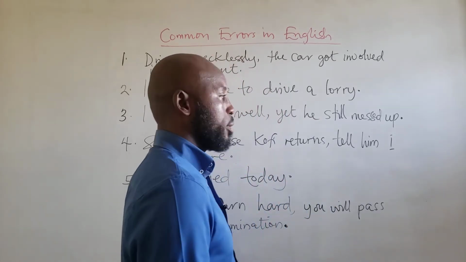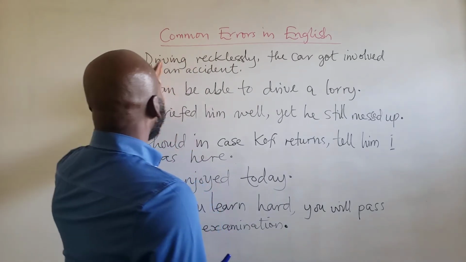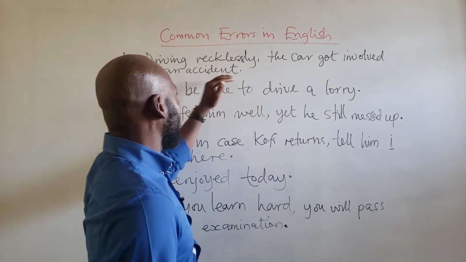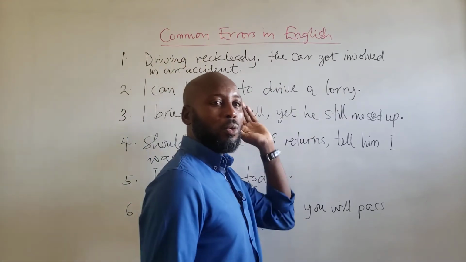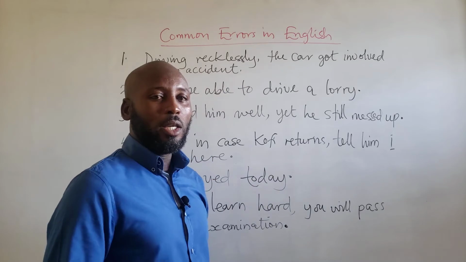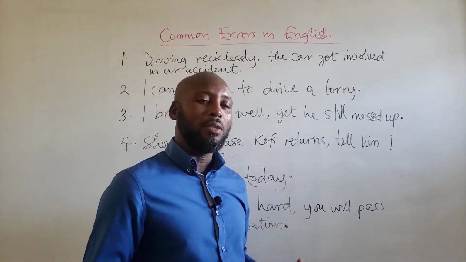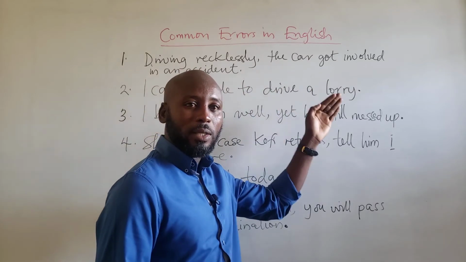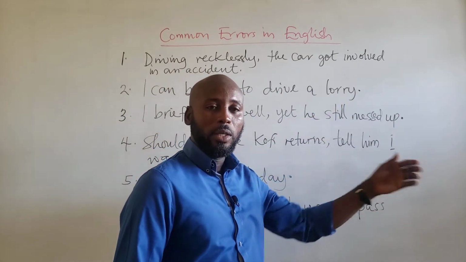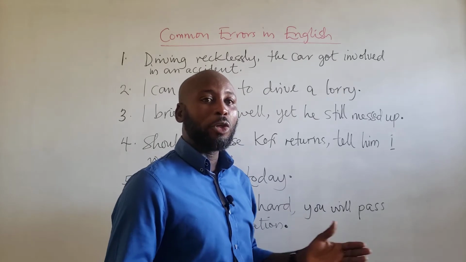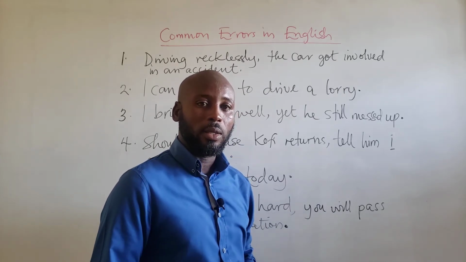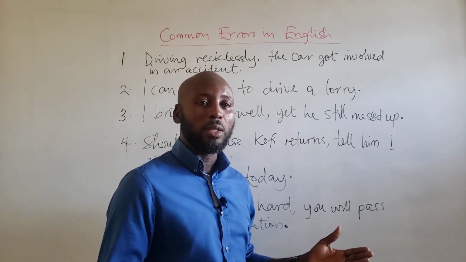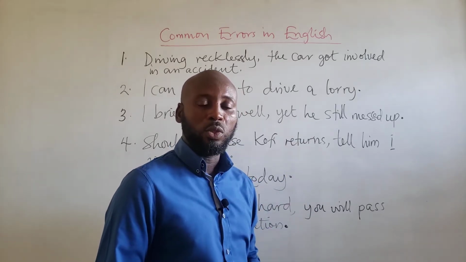Let us look at the first statement. Driving recklessly, the car got involved in an accident. If you read this clearly, it will look as if the car was driving recklessly, and that resulted in an accident. Unfortunately, the car cannot drive recklessly. Somebody must be driving it recklessly. So now who is that person? The statement has not been able to say.